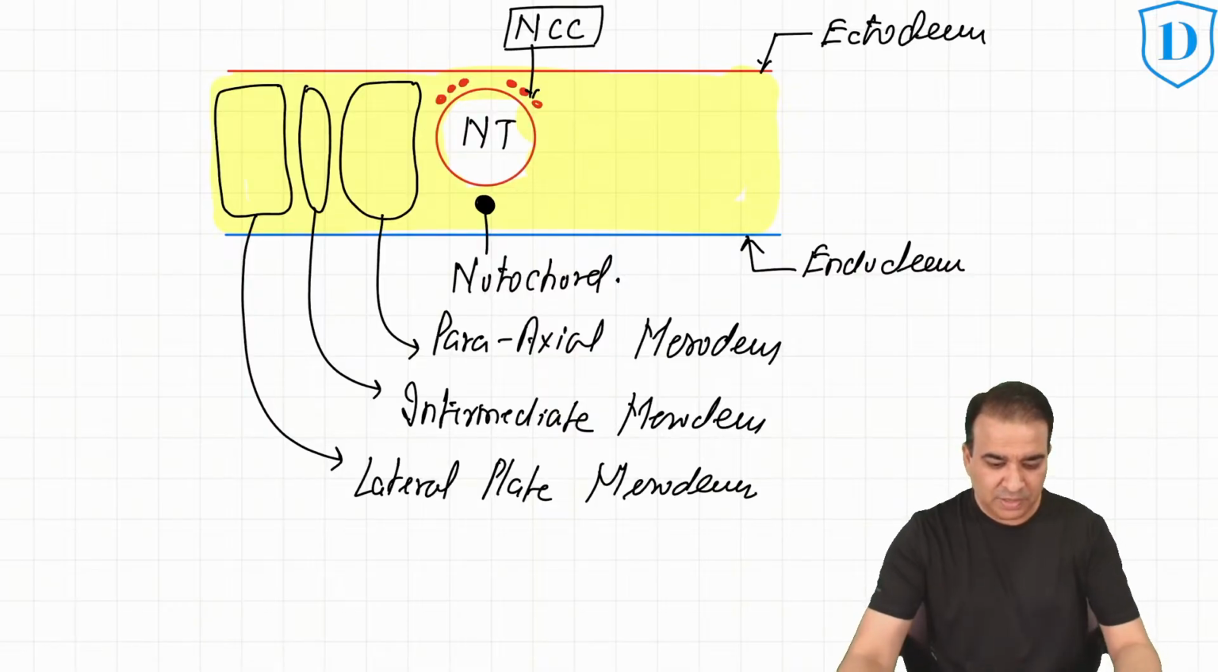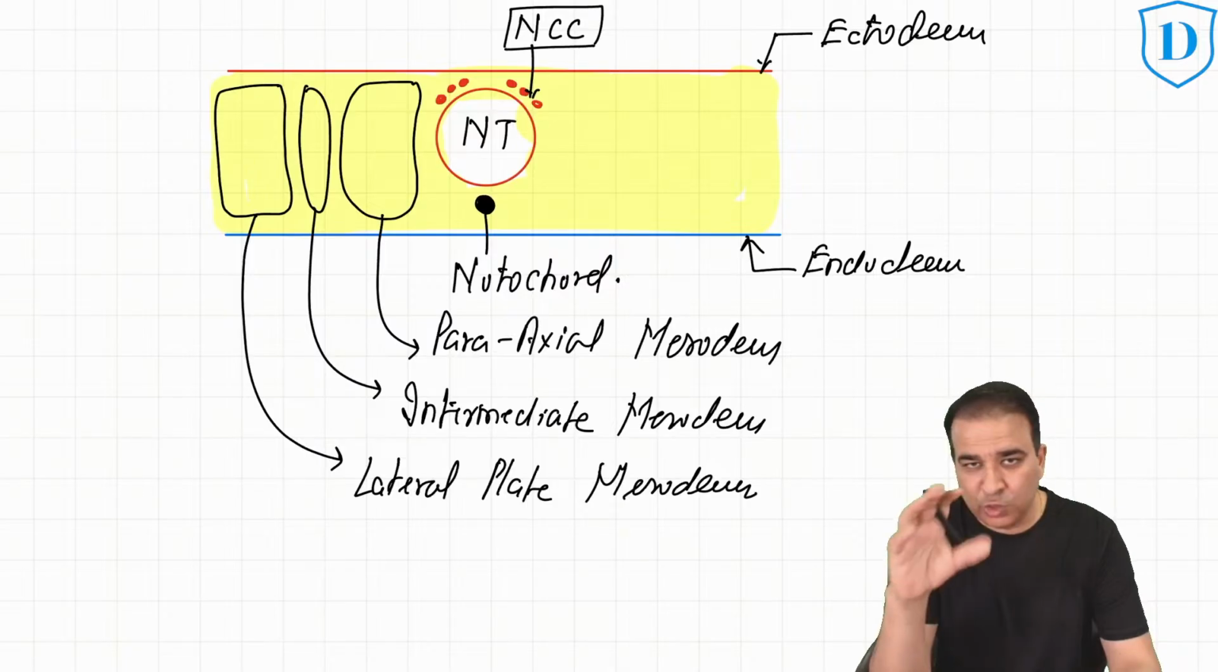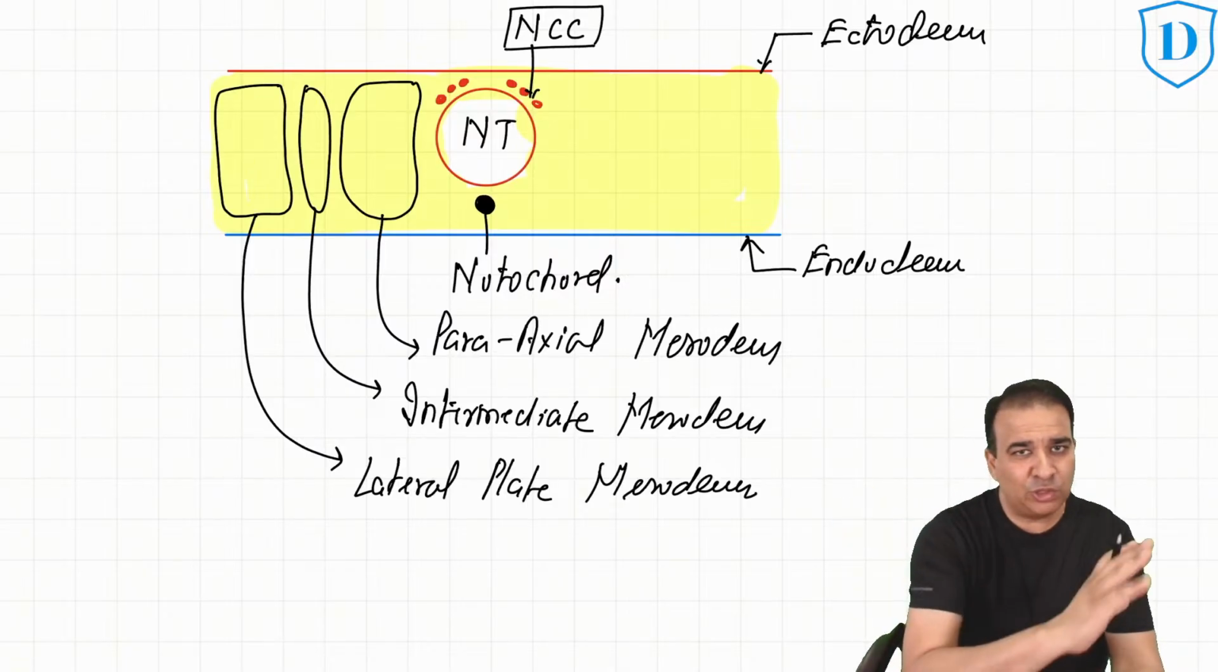Okay, sorry for that interruption. So guys, what I was saying is that you're looking at the neural tube, you're looking at notochord, the neural crest cells, ectoderm, endoderm and the three parts of mesoderm.